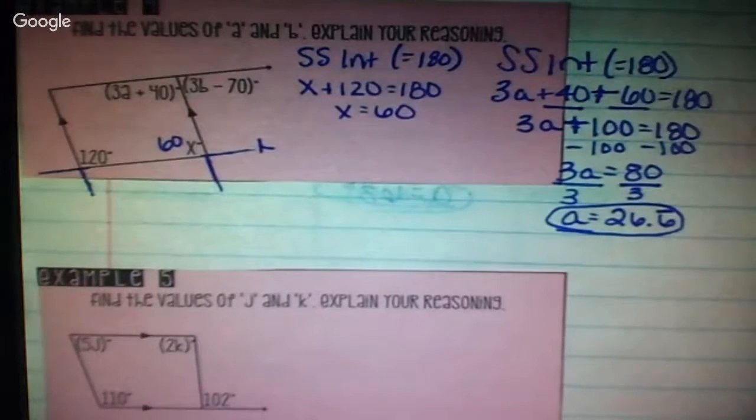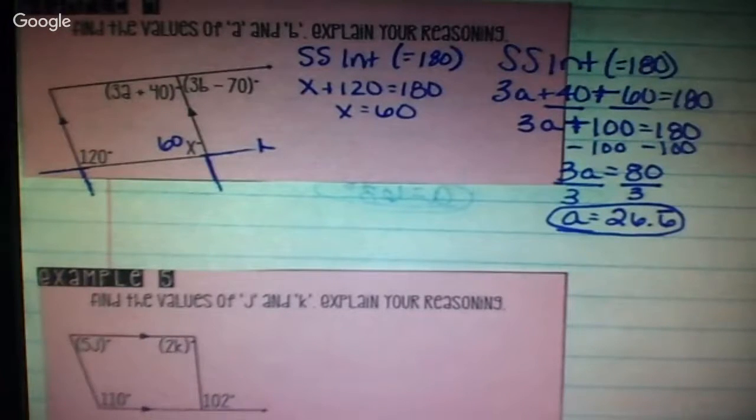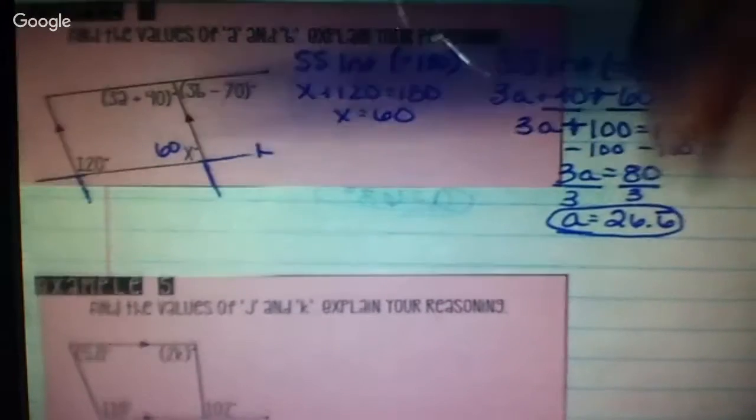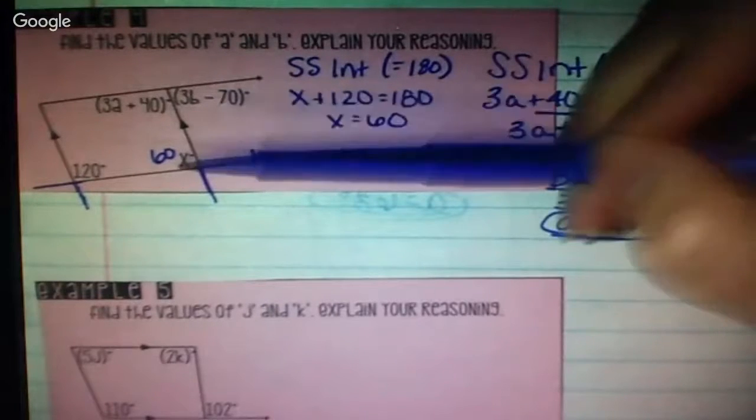So that's A. Okay? I also need to solve for B. You can either, one, do what Brandon just said, take the 26.6 and plug it into A, if you want to. Or you can just look at this angle and this angle. What are these?